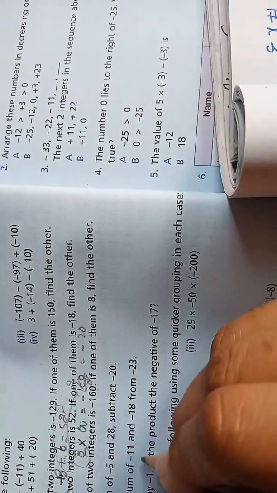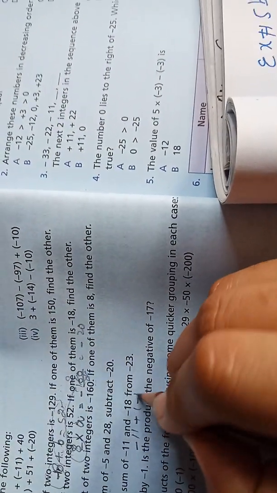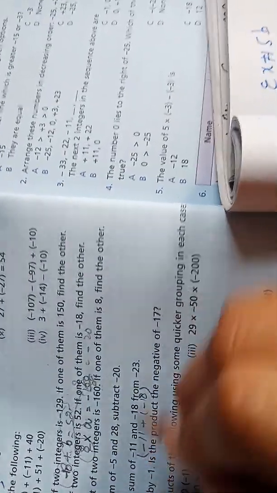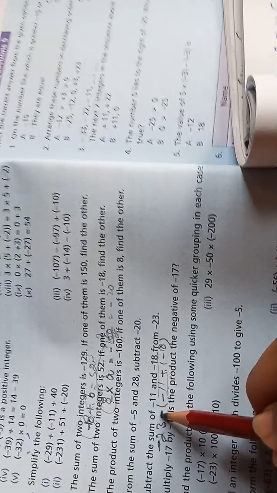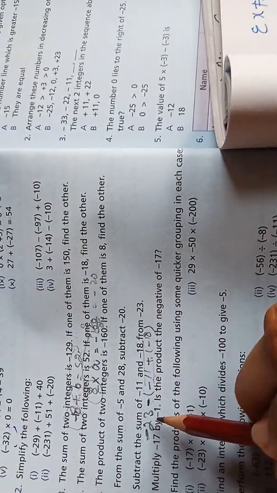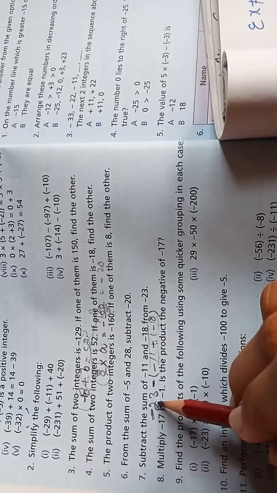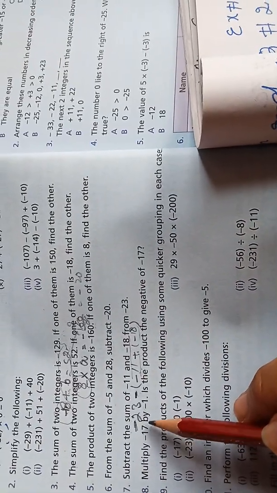In the same way, you can subtract the sum of minus 11 and minus 18. You have to find the sum of these two values and subtract it from minus 23. How can you write it? Subtract the sum of minus 11 and minus 18 from minus 23. The statement is written like this, and you have to keep the signs in your mind, and then you have to solve. Multiply minus 17 by minus 1.